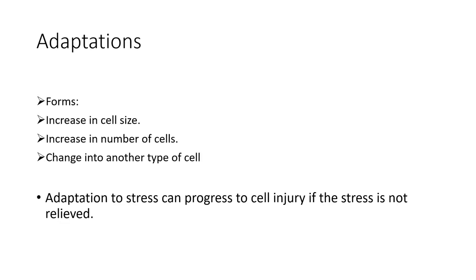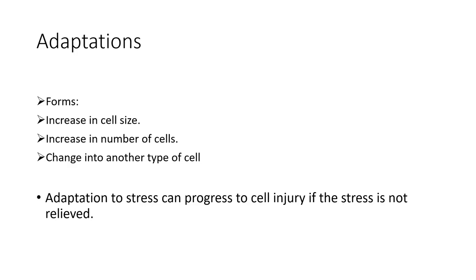So we will start with the sequence of events. We will talk about adaptations first، اللي هي مراحل تكيف الخلية مع الوضع الجديد. Then we will go to the cell injury and cell death. Adaptations also can take many forms. They can be in the change or increase in cell size, or sometimes decrease in cell size. It may be in the form of increase in the number of cells, or in the change from one cell type to another cell type.